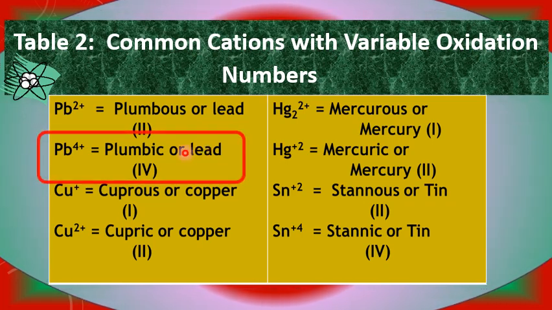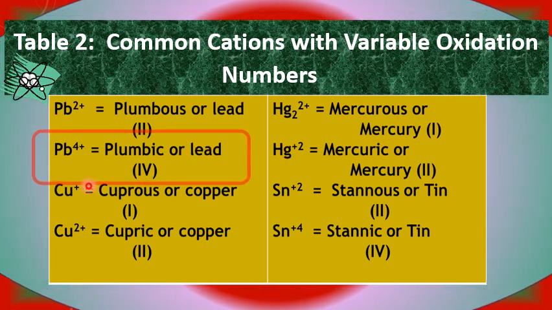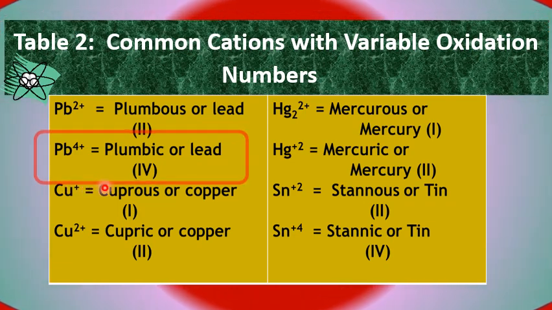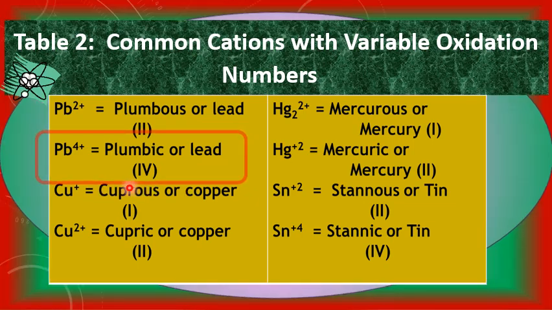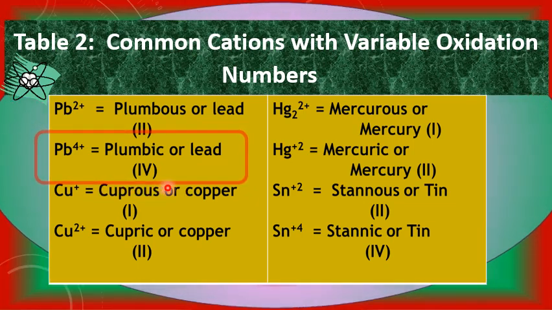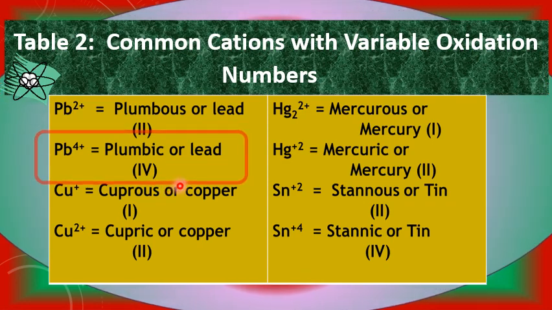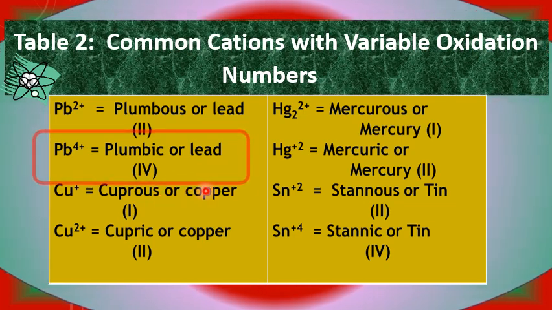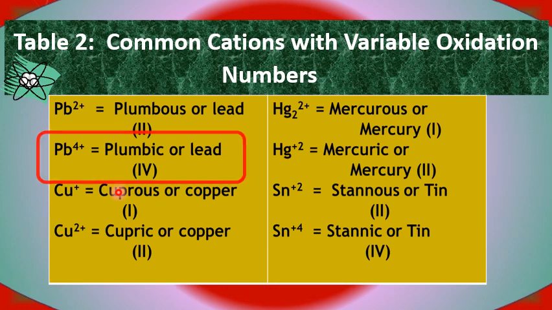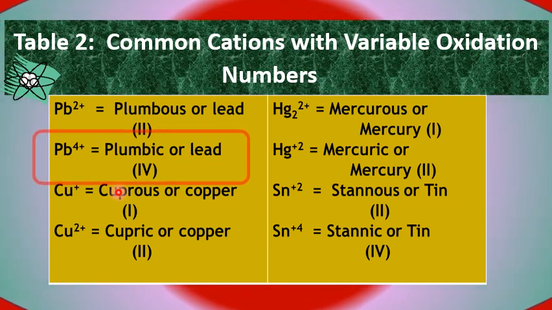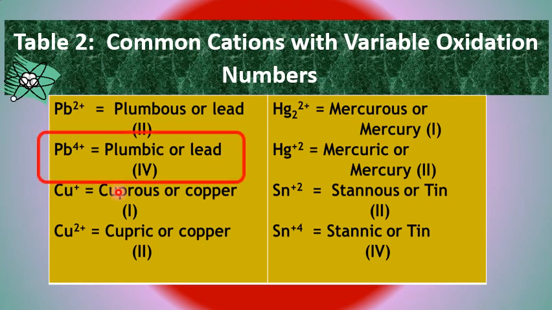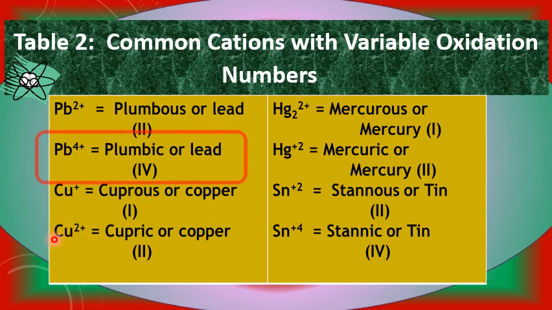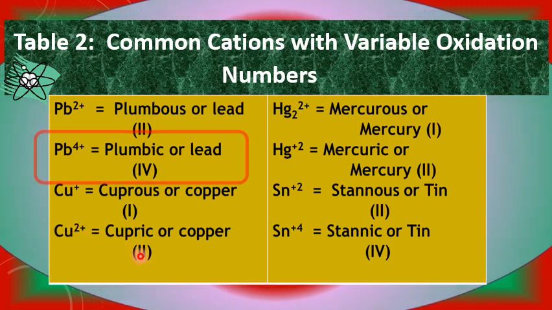So if the oxidation number used for lead is +4, then we call it plumbic in the classical system, or lead(IV) in the Stock system. The words plumbous and plumbic originate from the Latin word for lead, which is plumbum.